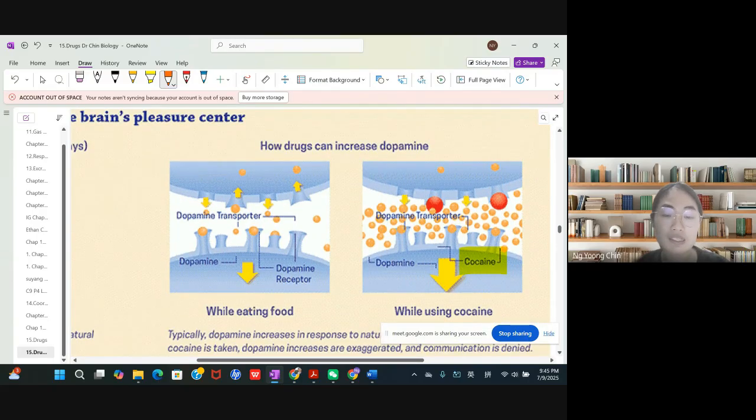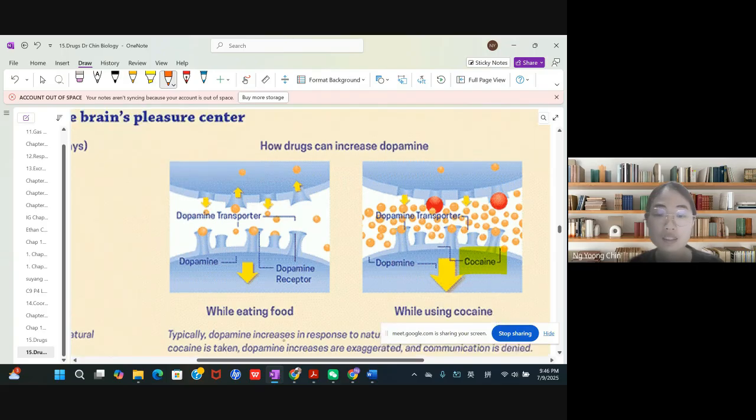Maybe when you are eating food, a very nice food, nice food will make you feel better, right? So you increase the dopamine. So this dopamine will bind to the dopamine receptor on the postsynaptic neuron. So it will cause you to feel happy.